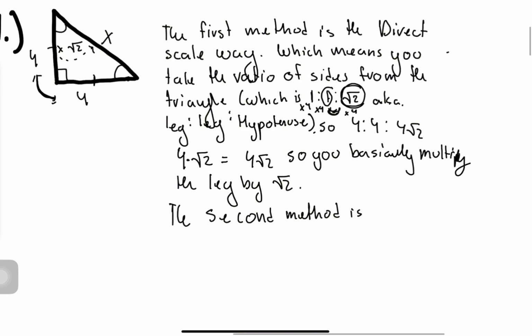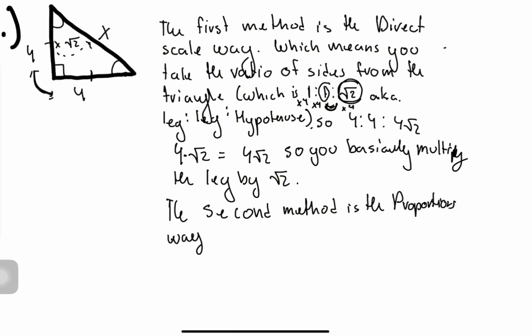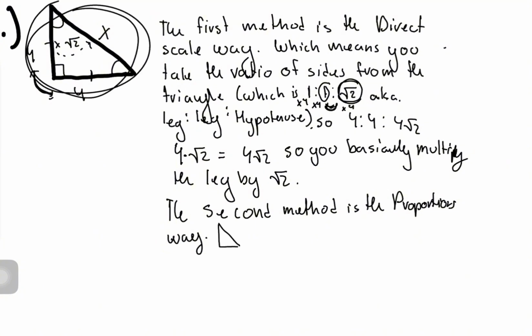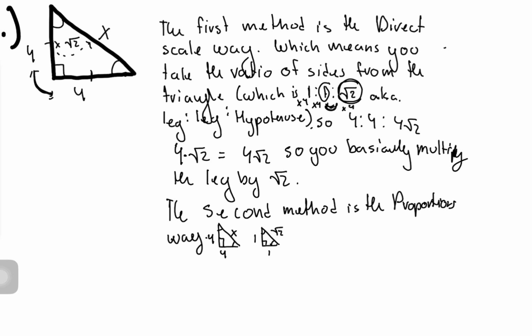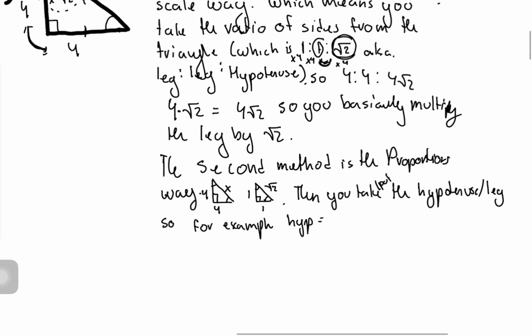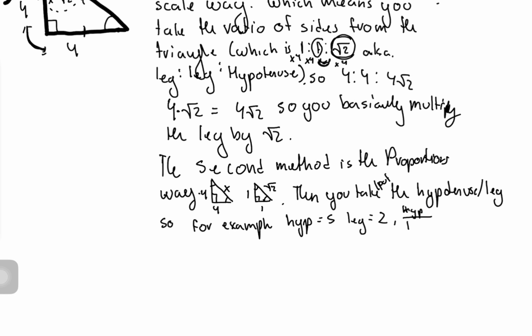The second method is the proportion way. So right now I'm drawing a diagram of the proportions, and it is similar to the triangle of the example. So then you take the hypotenuse over leg. So for example, if the hypotenuse is 5 and the leg is 2, the hypotenuse over leg would be 5 over 2. So x over 4 equals the root of 2 over 1, which is the example we're using since the leg is 1 and the hypotenuse is the root of 2. And we don't know x, but our leg is 4.